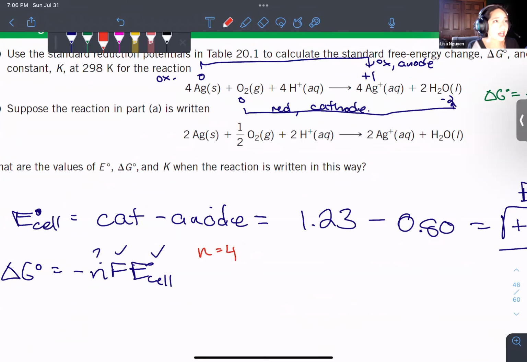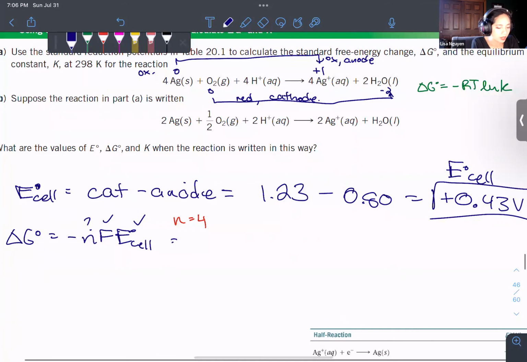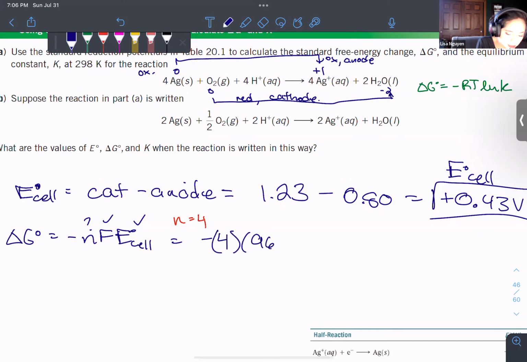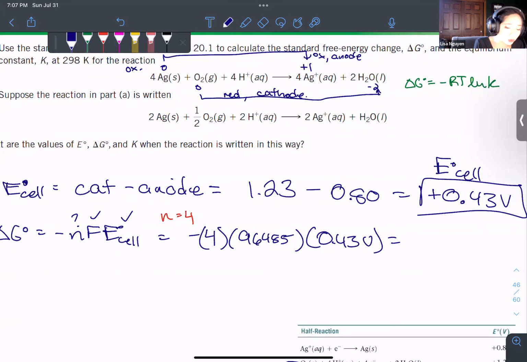You could split it up into half reactions and inspect it that way. That's kind of my little cheater way to do it. So n is equal to 4 here, if you just inspect the oxidation numbers and how many actual particles, or the coefficients, are involved in the reaction. And now we just plug in all the numbers. So delta G equals -4 times Faraday's constant, 96485, and then the cell potential we just got, 0.43 volts. What we get here is our Gibbs free energy, and this will be in the unit of joules.